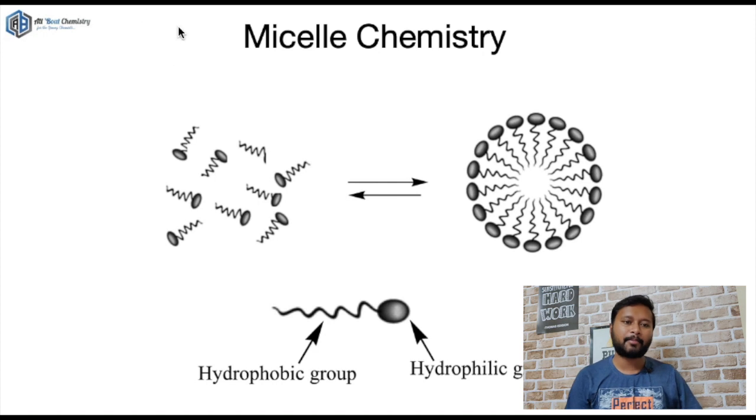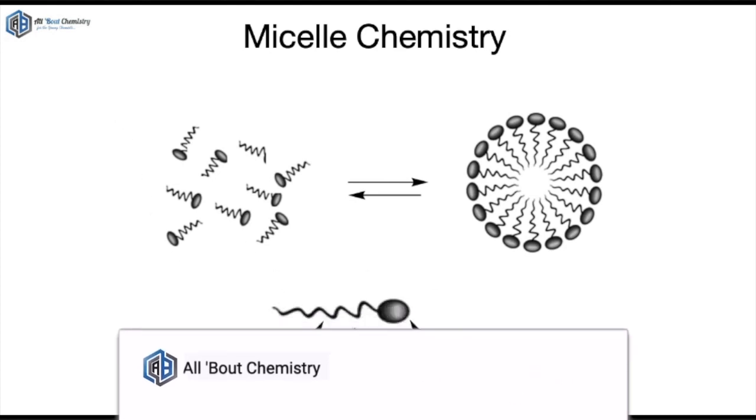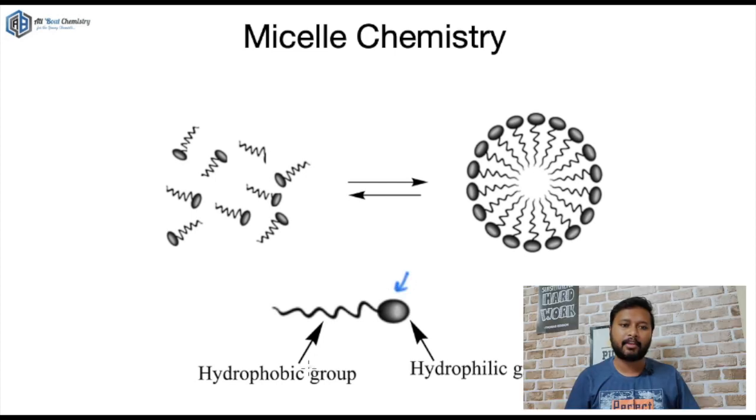So we'll be discussing micelle chemistry. We have been introduced to micelles since class 10th, right? In class 10th we studied that micelles are molecules in which you have two ends. You will have a hydrophilic end, and the other one will be a hydrophobic end. Hydrophilic means water loving end, and hydrophobic means this hates water, or water-hating end.